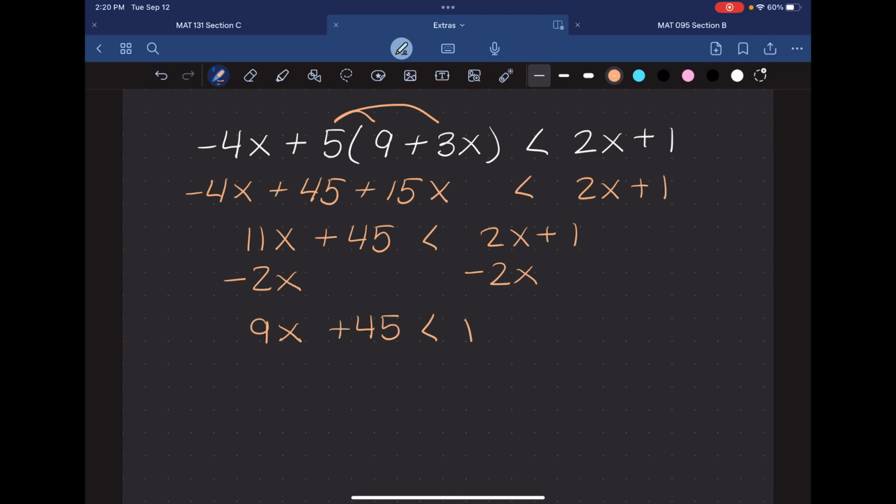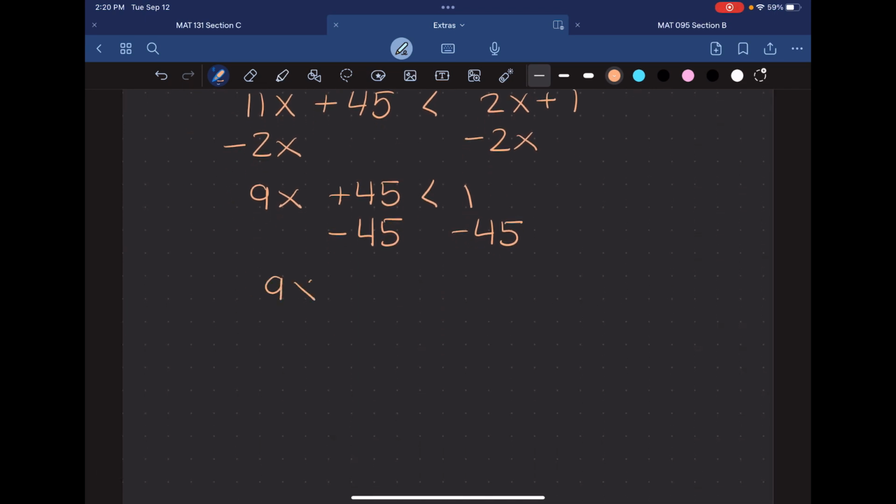And now we have a two-step inequality. So just like before, we deal with the constant. So we subtract 45 from both sides. We get 9x is less than negative 44. And then we divide by the coefficient of our x. And this time, we're dividing by a positive number. So we don't need to worry about flipping the inequality sign. So I keep it as a less than. I get x is less than negative 44 divided by 9.